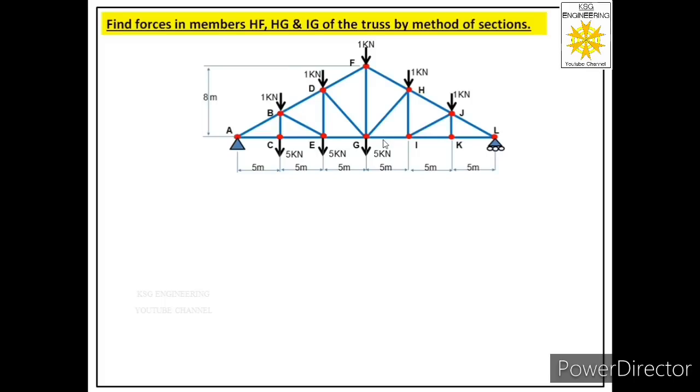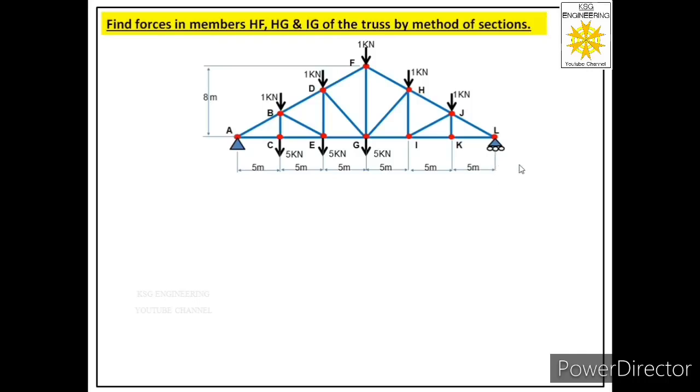We know whenever we have to solve any problem of trusses through method of sections, the first step is we should identify the types of supports given in the truss. So in this truss we are given two supports. One is pin support at joint A and the other is roller support at joint L. We know pin support provides two reactions, one normal to its surface and second along its surface, while roller support provides only one reaction, that is normal to its surface.